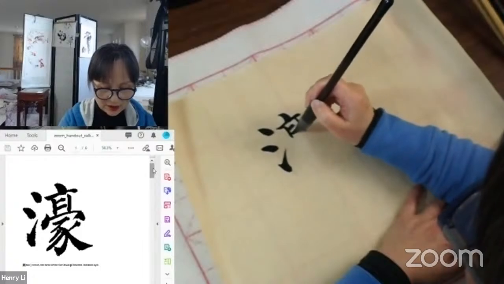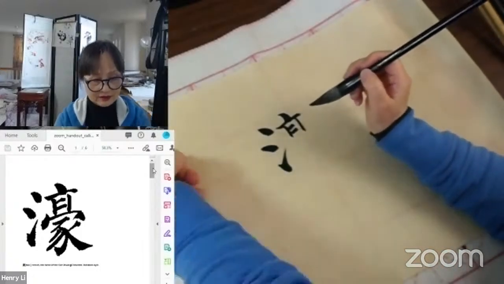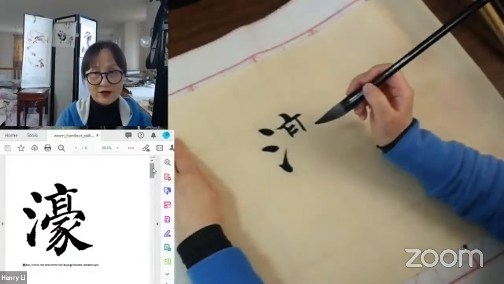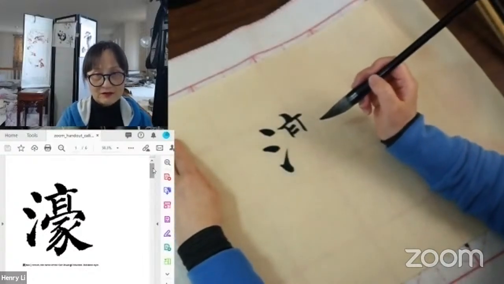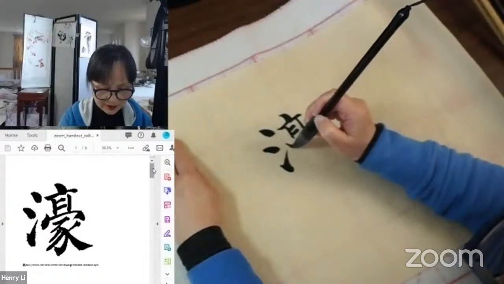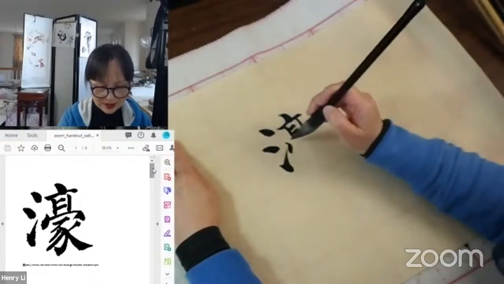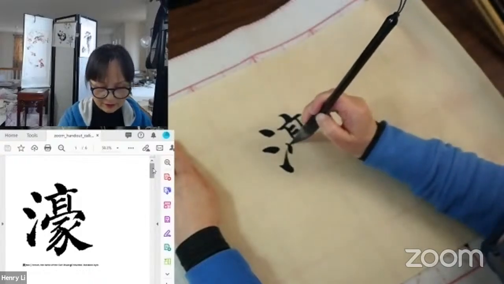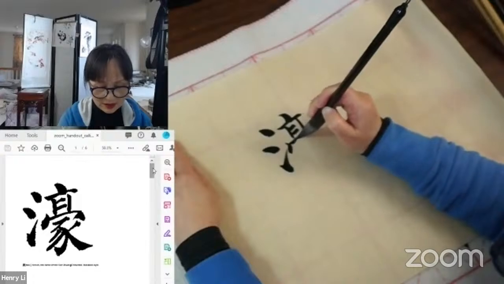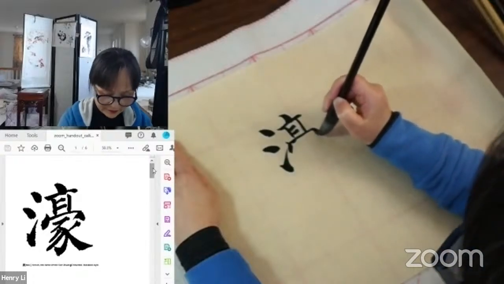Two little horizontal ones. And then we see the roof radical, but with no sharp tip, though this part is the same. Dot, vertical, kind of dot things on this side, and we call it the flat roof. And then press, lift.